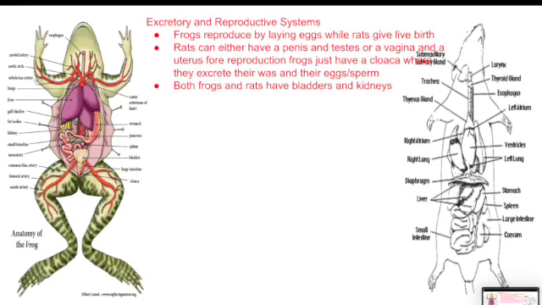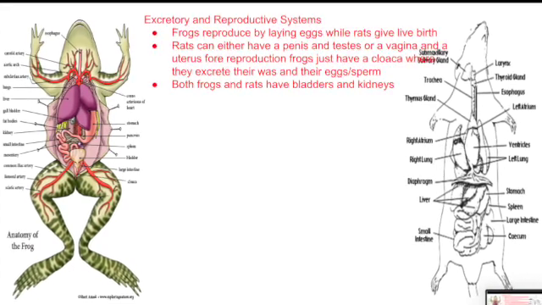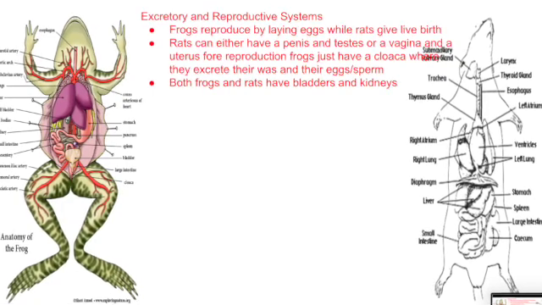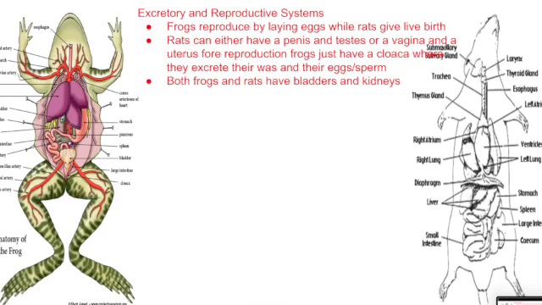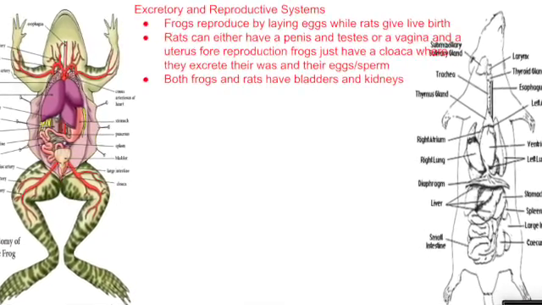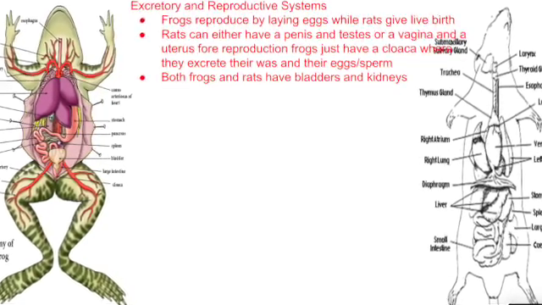Next, we'll move on to the reproductive and excretory systems. Frogs' reproduction and rats' reproduction differ greatly. Frogs have a cloaca where both eggs and sperm come from. The eggs are laid, and then the male frog fertilizes the eggs after the female lays them. They do not give live births.